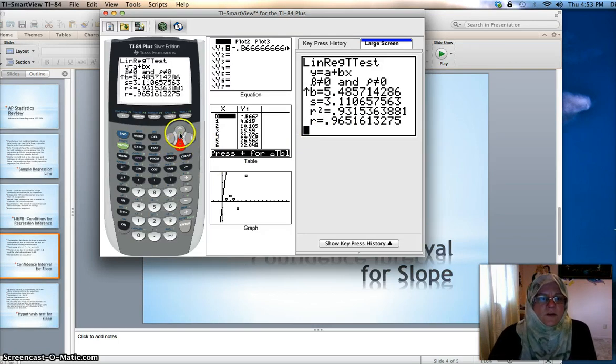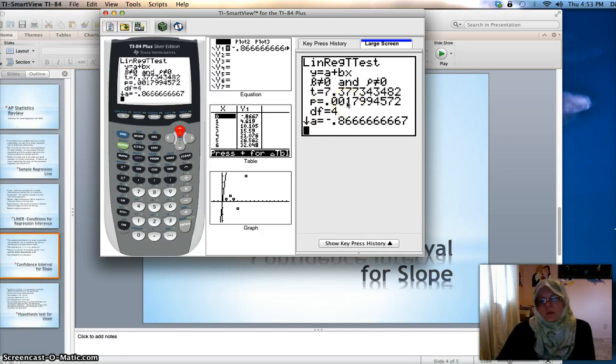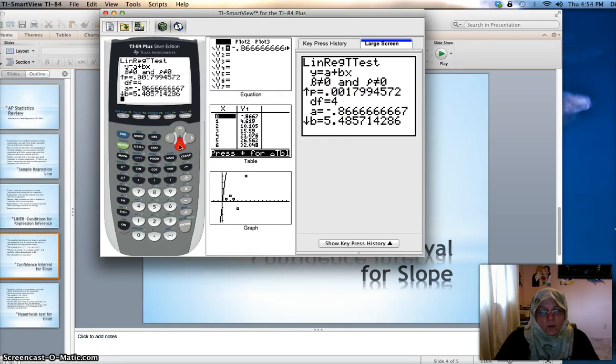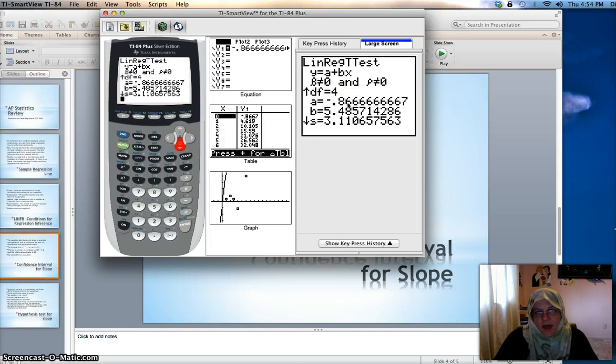Now, according to the lin-reg t-test, with this p-value this small, I would probably be rejecting the null and concluding that the slope is not 0. Therefore, a linear model is appropriate to model this data. And when I write down my model, of course, I'd remember to do so in context. What does each of these stand for? What is the y? Maybe it's age hat equals negative 0.87 plus 5.49 times year, or whatever the variables are.